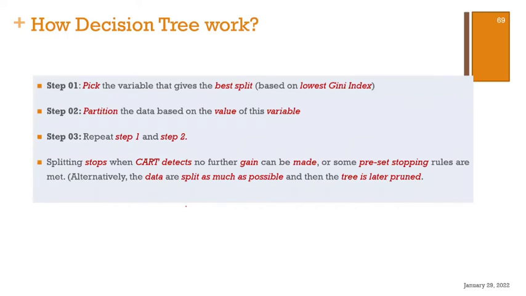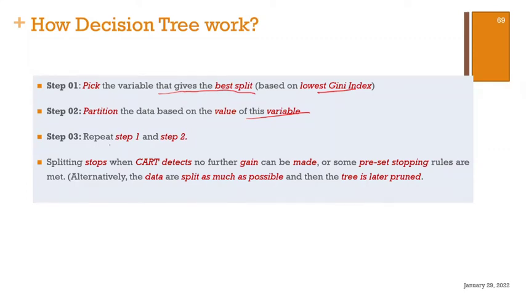Now, as we have seen practically, how does it really work? In 3 steps. Step 1, you pick the variable that gives the best split based on the lowest Gini index. I'm going to show how we calculate the lowest Gini index. You do some little calculation to get it, and you go for that particular variable that will give you the lowest. Then step 2, partition the data based on the value of the variable, just as we have demonstrated. We chose refund and partitioned it to left and right side.